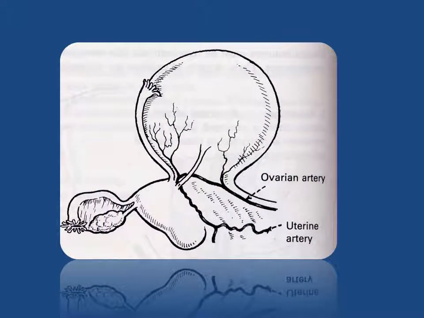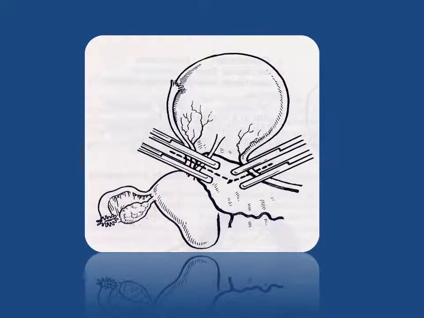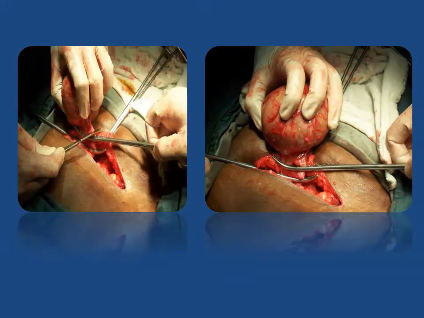This is the ovarian artery and the uterine artery. This is how to do ovariotomy. Here you clamp and double ligate the ovarian ligament and the infundibulopelvic ligament.